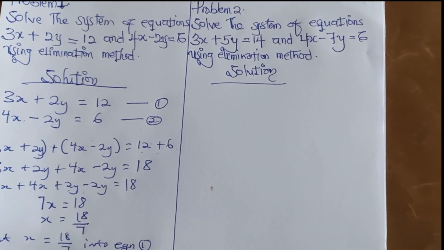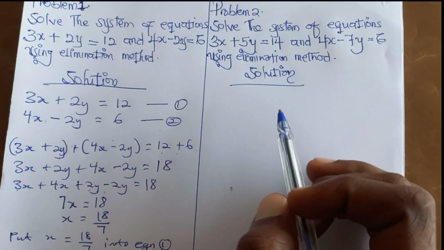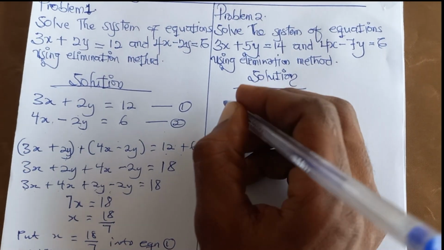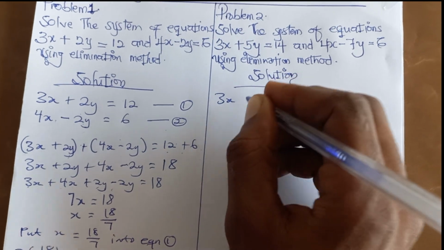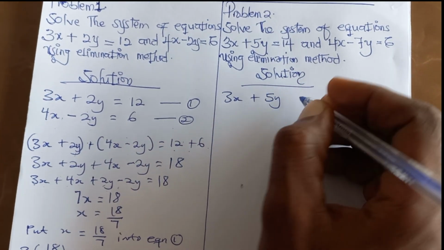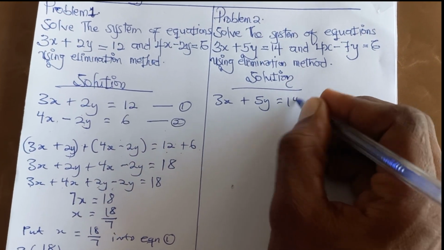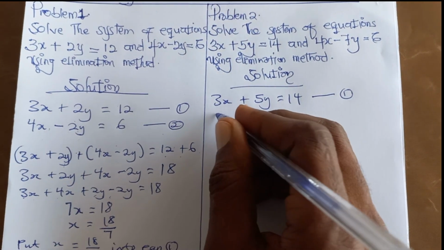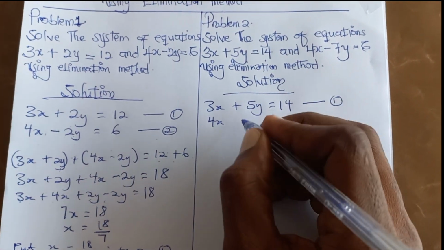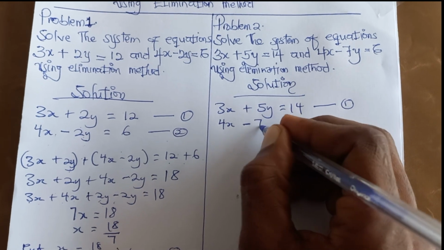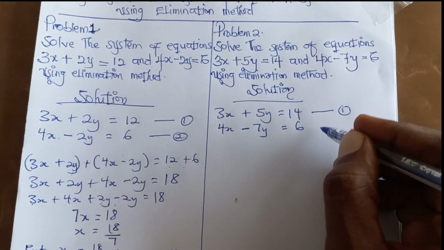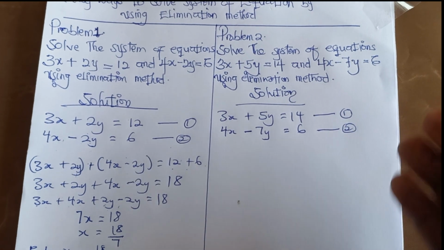Okay, so this is the second problem. We are to use elimination method 2. So our problem is 3x plus 5y is equal to 14. You label it nicely, equation 1. Then we have 4x minus 7y is equal to 6, equation 2.